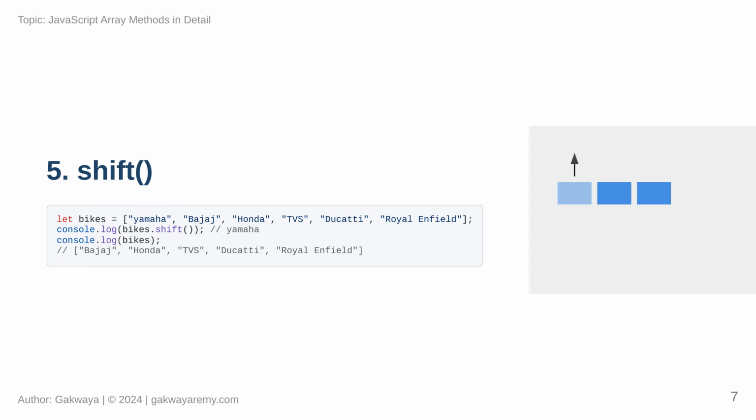Shift removes and returns the first element from an array. This causes all other elements to shift down one index. This method is commonly used in queue implementations where you need FIFO, first in, first out, behavior. It's like taking the first person out of a line, everyone else moves forward one spot.